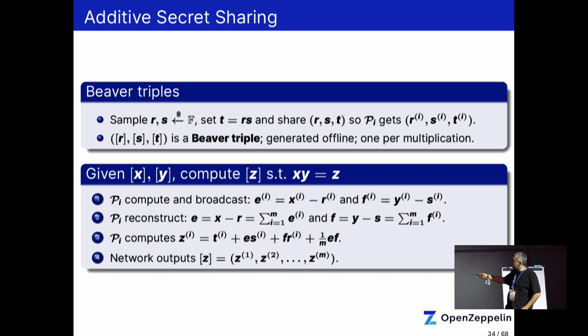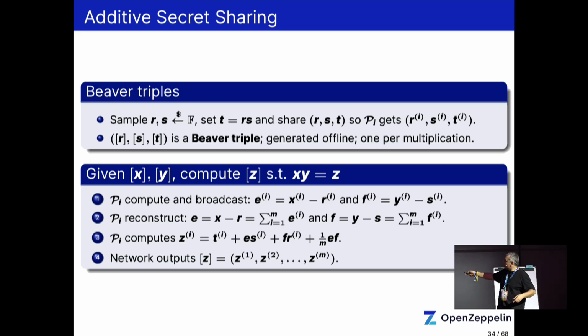So Pi will compute two special values, e and f. Those are simply: he takes his own share of x and subtracts from it his own share of the Beaver triple element, r. And the same for this value f, except he subtracts from his share of y the other element of the Beaver triple. Then all the nodes exchange this information.